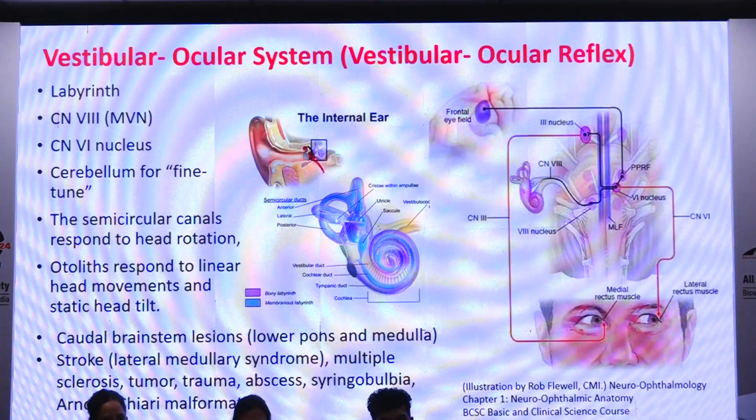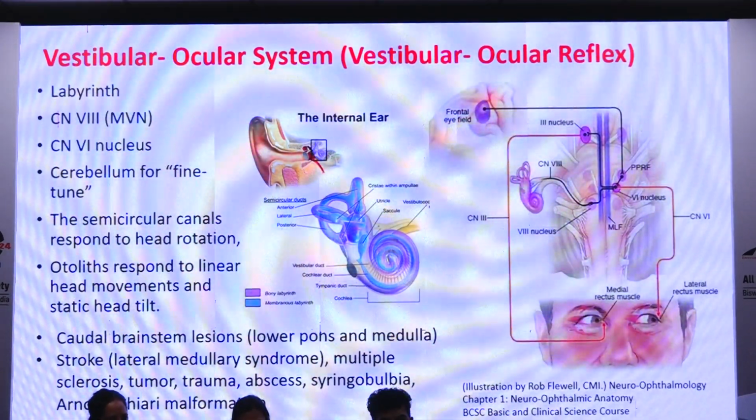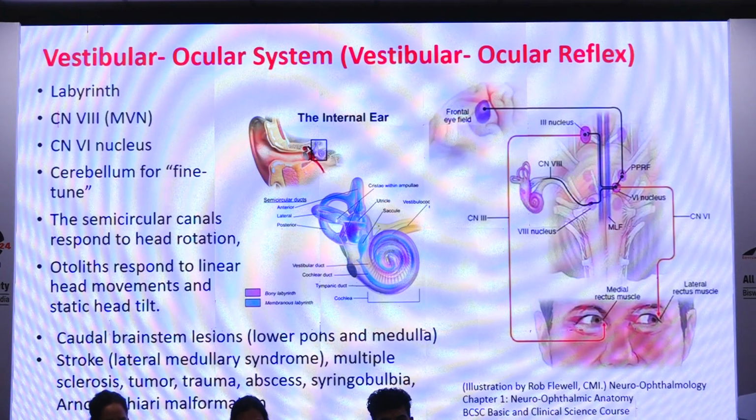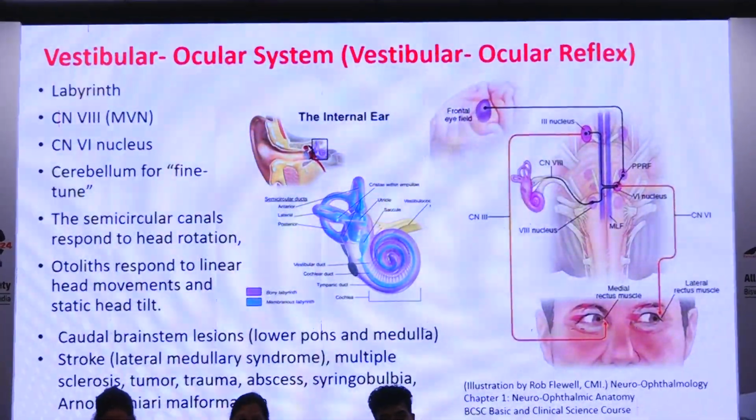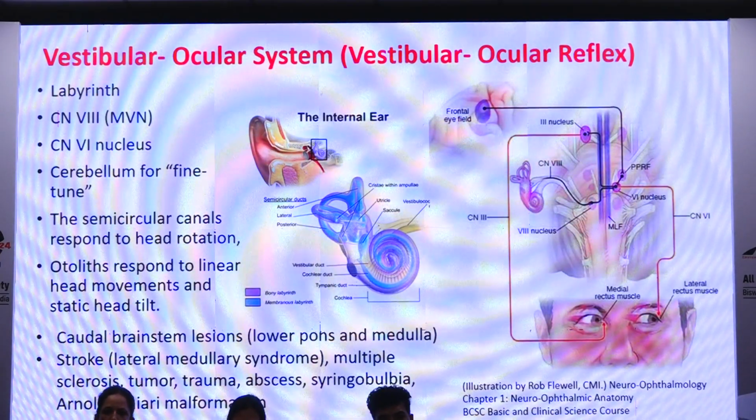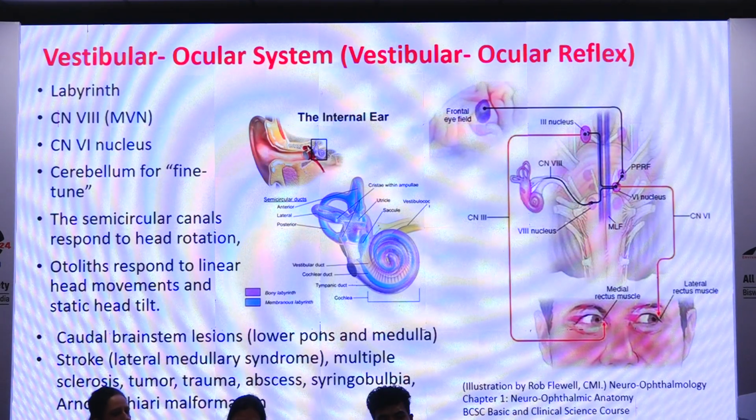After ocular fixation, we come to the vestibulo-ocular system. When we are focusing on a subject and moving our head for a brief period, the eye will be fixed on that object by the vestibular system. The structures concerned are the labyrinth, a part of the inner ear, containing three semicircular canals, anterior, superior and posterior, and the utricle and saccule. Cranial nerves 8th and 6th are involved, and the cerebellum fine tunes the vestibular system, along with the otolith.